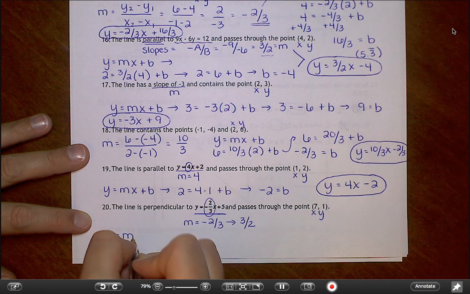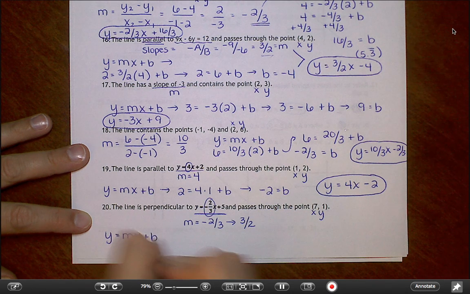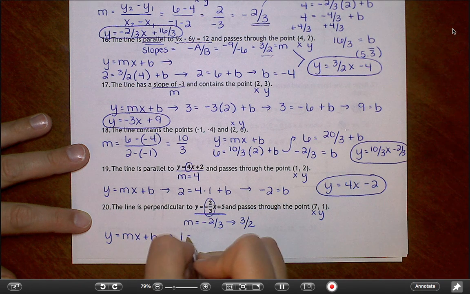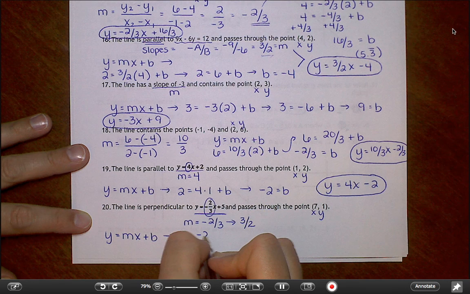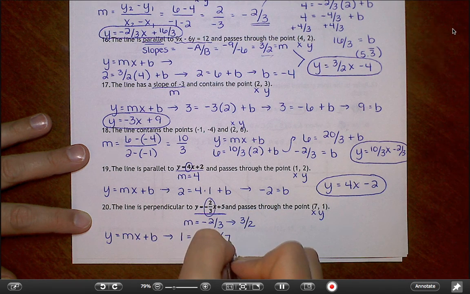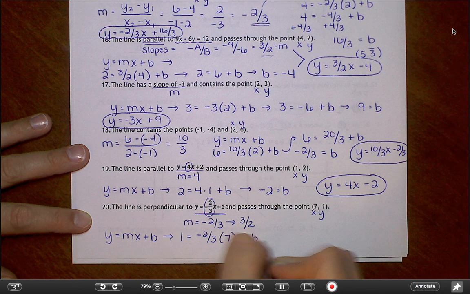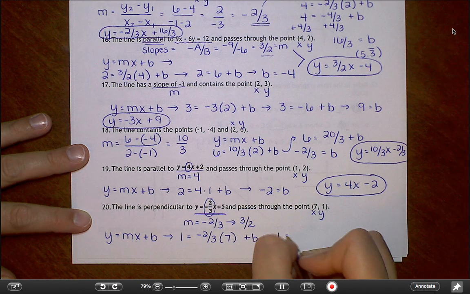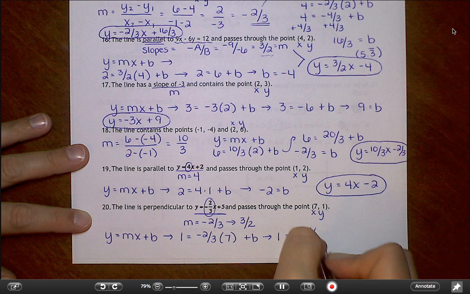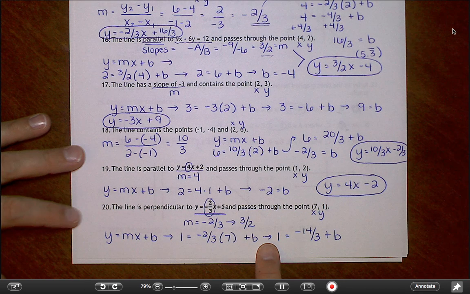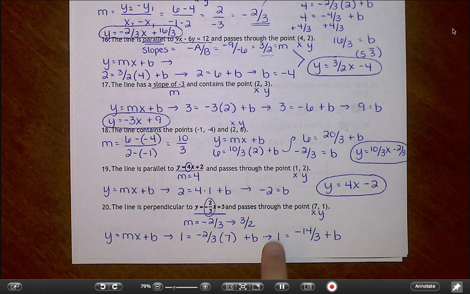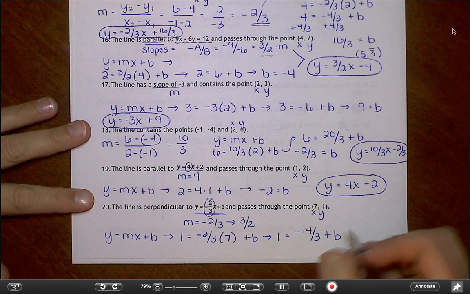y equals mx plus b means 1 equals, gosh, we really were not nice to you with these numbers, negative 2/3 times 7 plus b. That means 1 equals negative 14/3 plus b. I would add a positive 14/3 on each side. This is really 3/3 if you want to think about it in terms of 3 as a denominator. So 3 plus 14, that gives me 17/3.